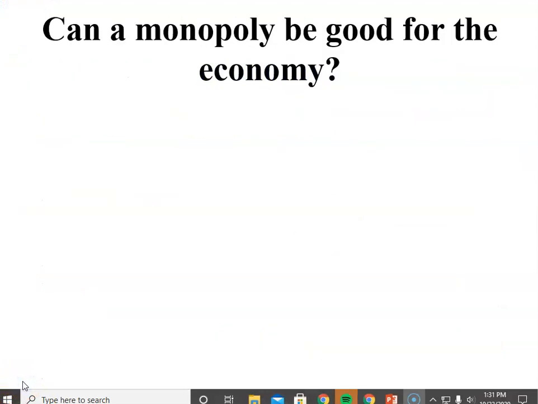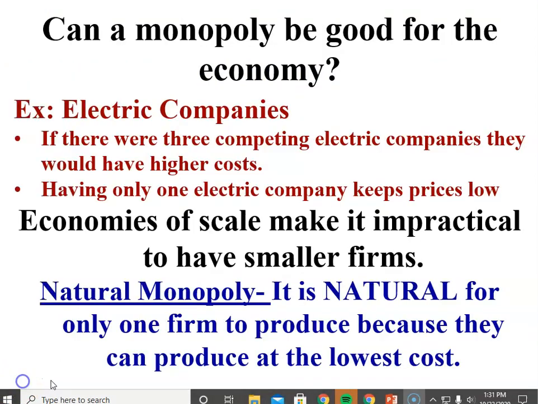Can a monopoly be good for the economy? Utilities are a good example of this. Economies of scale make it impractical to have several small utility firms. So it's natural for one utility to produce because they can actually provide the service at the lowest cost.